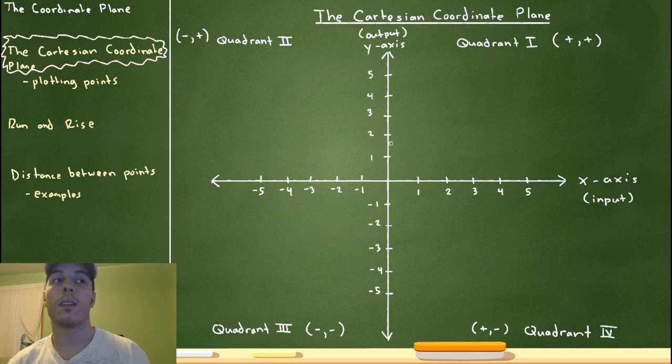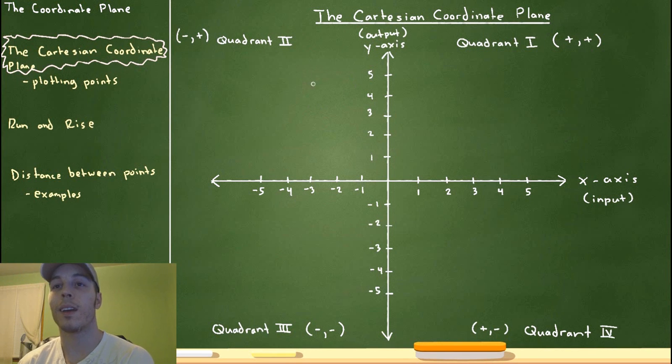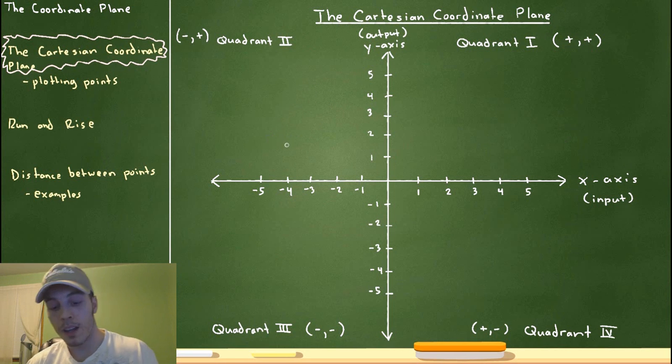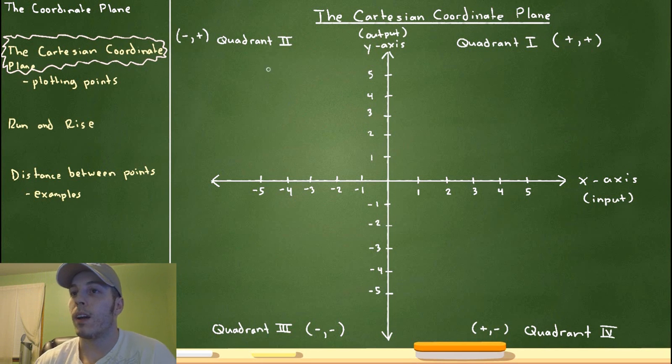Okay, so there's quite a bit going on here, so let's take it one step at a time. So here we have the Cartesian coordinate plane. Now this came about in the 1600s. It was named after the philosopher, mathematician René Descartes. You may have heard the saying, "I think, therefore I am." That was René Descartes. That's the same man who invented the Cartesian coordinate plane. So if you take any philosophy courses, you'll probably come across that guy somewhere. But he's definitely one of my favorite mathematicians. He had a really interesting life too.